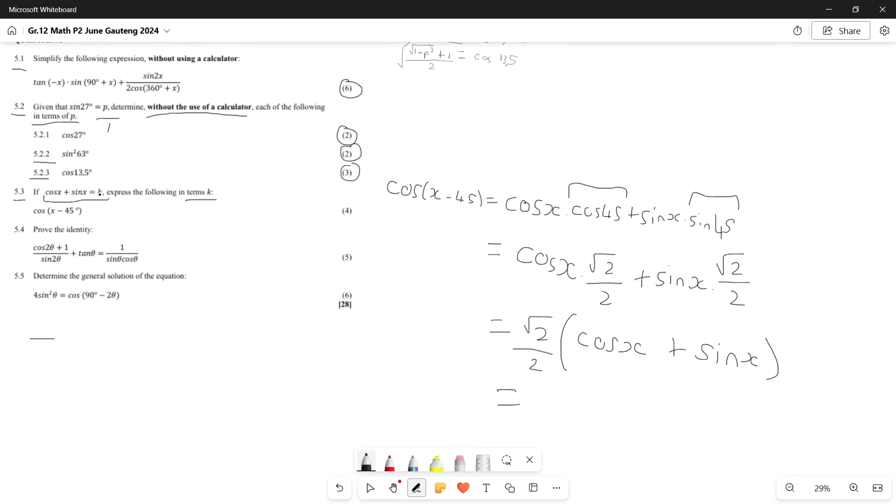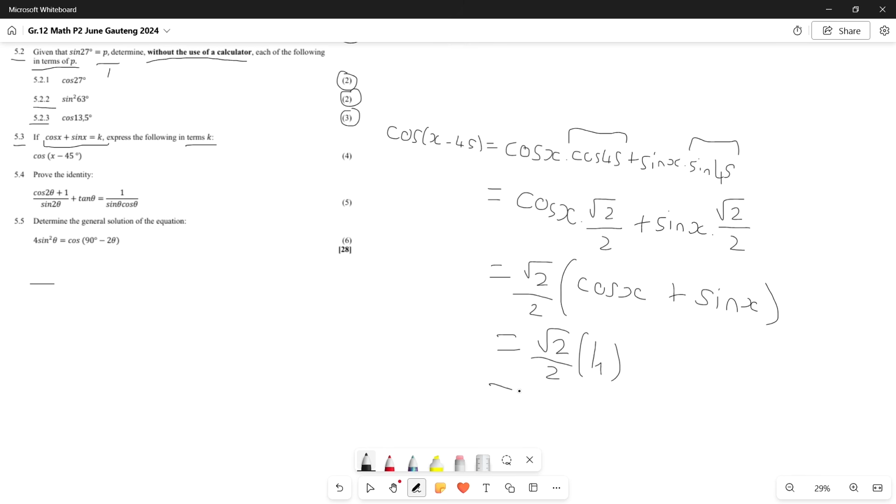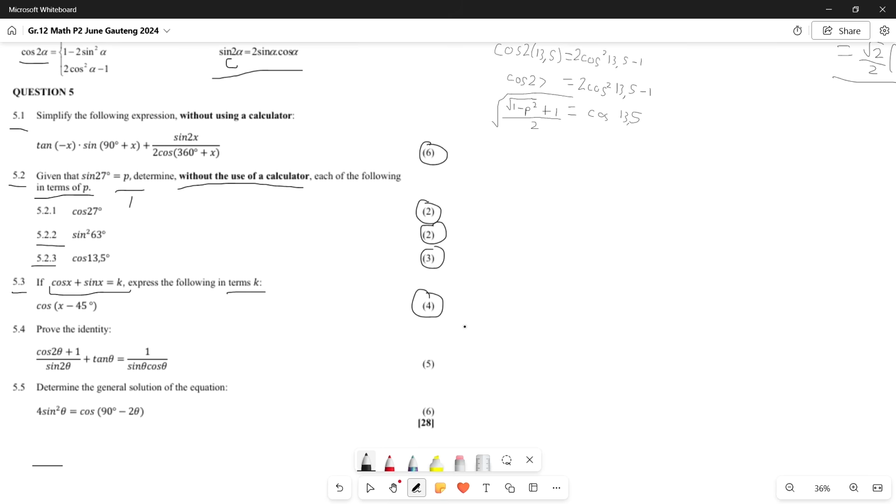We're just about done because it said if cos x plus sin x equals k, express the following in terms of k, and we can see a cos x plus a sin x over here. Now we've just expanded it, and we can substitute our k into this bracket and replace the cos x plus sin x. So our final answer is square root of 2 over 2 k, and that just earned us 4 marks. Great job, guys. We've just earned 17 marks and 11 marks to go.